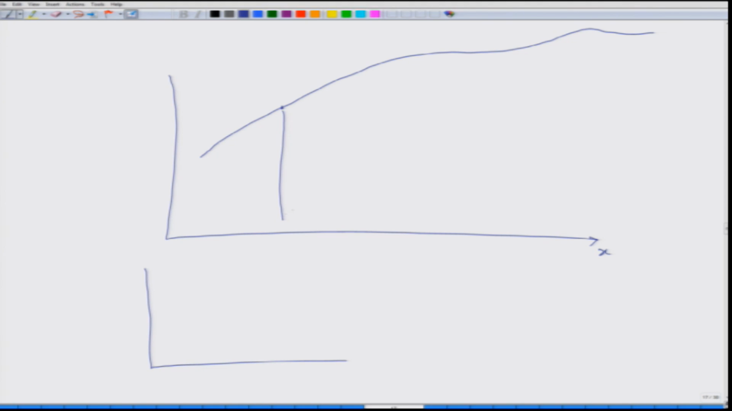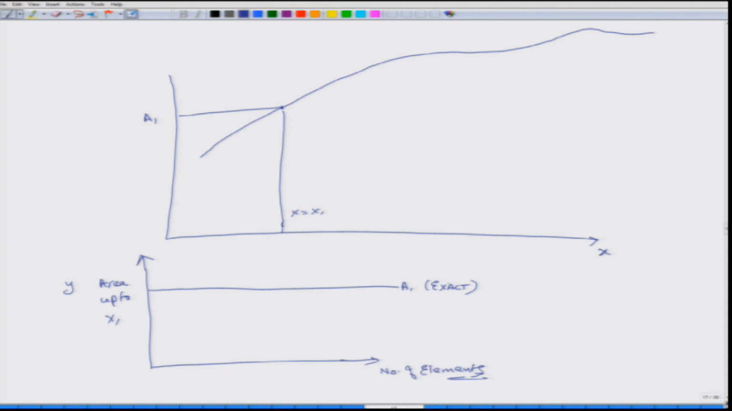So this is x equal to x1. If I plot it on this graph, y is area up to x1, and on the x axis I am plotting, let us say, number of elements. So exact solution, let us say, is A1. This is exact. That does not change whether my element size is 1 or 100, it is whatever it is.